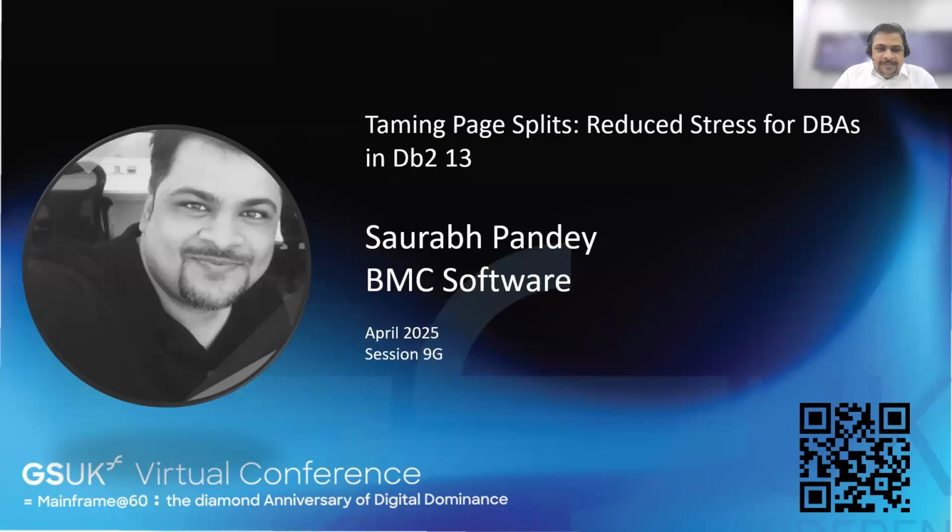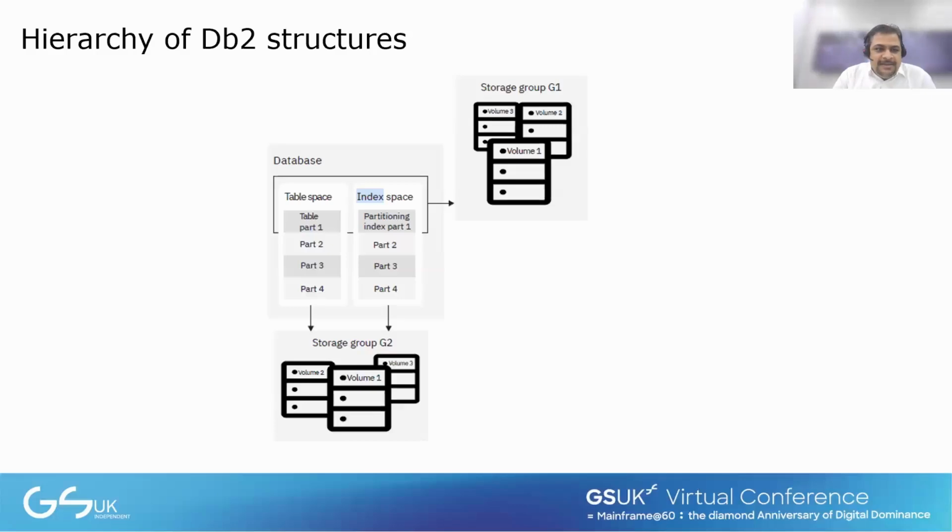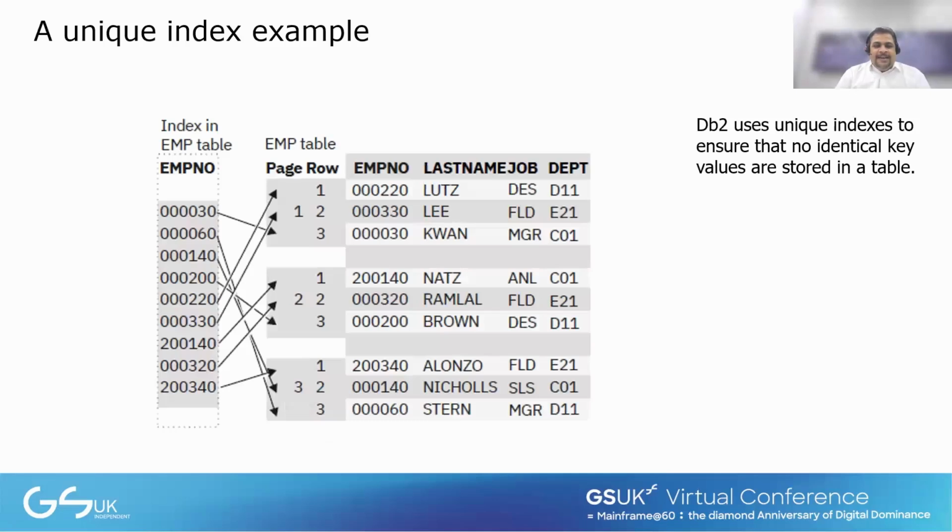We can discuss that. So this is a basic hierarchy of Db2 object structure. You have a database, which includes the physical table space and index spaces, which are provisioned over different storage groups and volumes, and there are multiple other things. I just thought to put this picture here to freshen up our memories. Then we go directly to understanding different types of indexes. I'm not going to dig deeper into index types, just to refresh our memories.